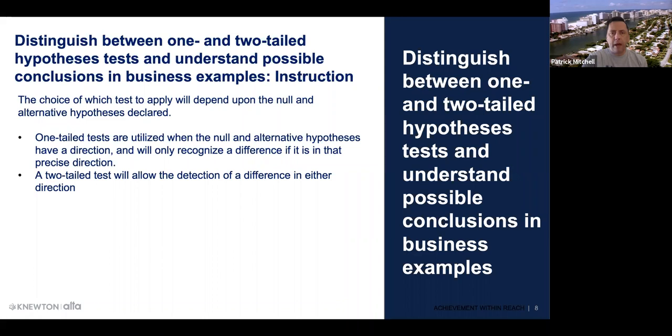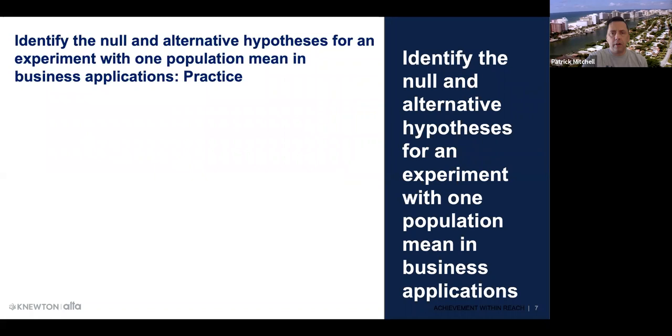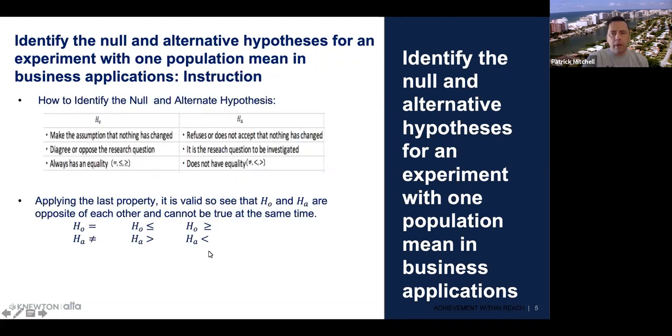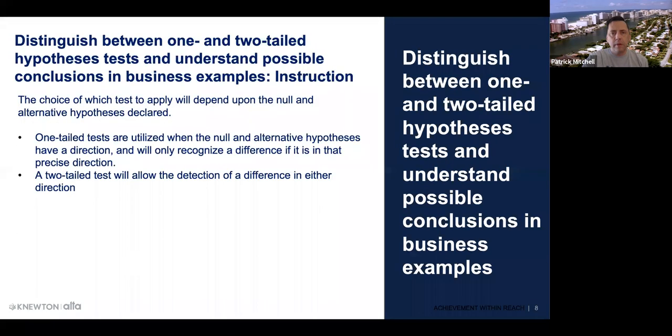So just flashing back here. These two situations right here, number 1, number 2, would be one-tailed tests. This one right here would be a two-tailed test. So let's go back to that. A two-tailed test will allow the detection of a difference in either direction. So the example with the laboratory gloves, we're buying them from a new manufacturer. We don't know if they're better or worse. This test will detect if they're better, and it will also detect if they're worse.